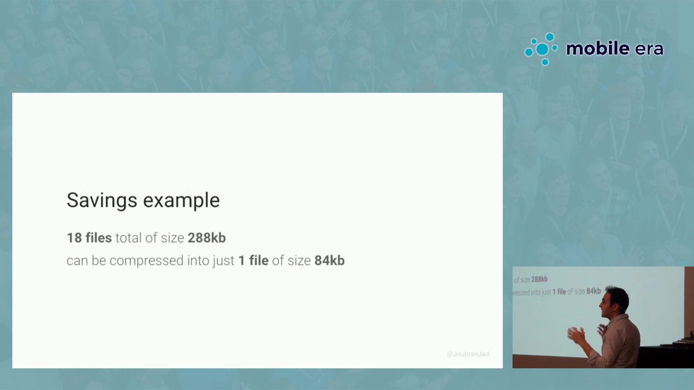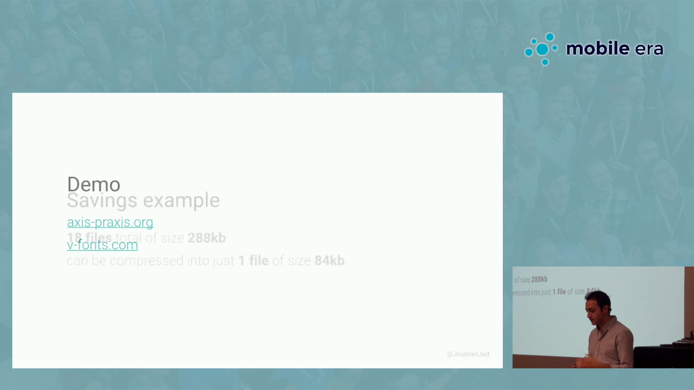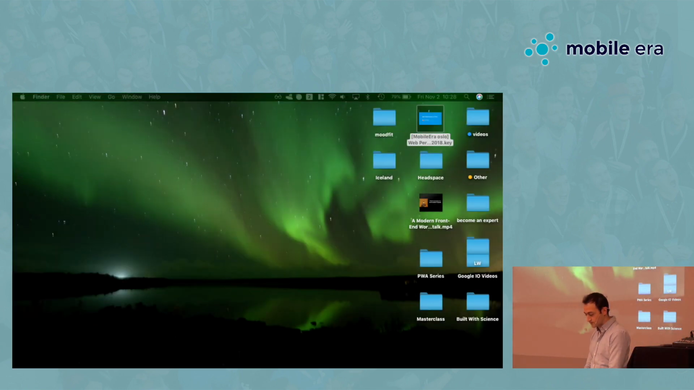Of course, you're not going to be loading 18 files, but as an example, if you had 18 web font files, 288, they will all come down to one file of 84. Just to show you how many savings you get. Now, this is all theoretical. You all want to see a demo, I'm sure. So let's take a look at axis per axis.